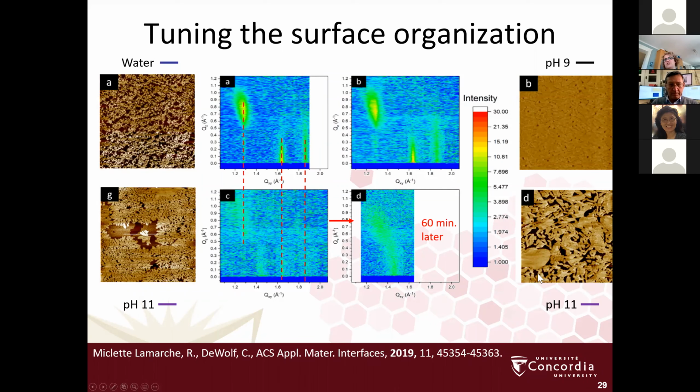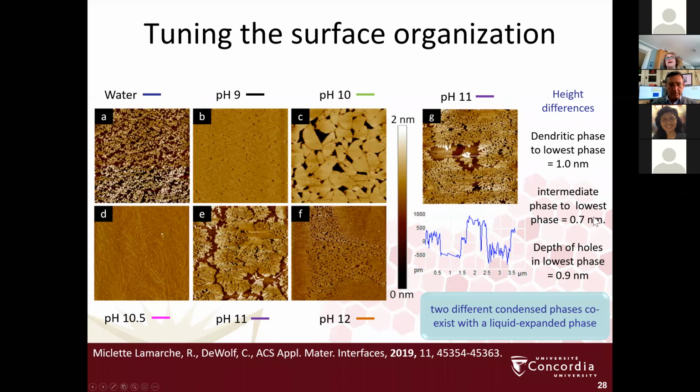And we see a change in the domains as they start to progress towards more round domains away from this dendritic structure. The difference in the tilt between these two phases, which is 40 degrees and 33 degrees, the less tilted being 33, corresponds to a chain height difference of about 0.3 nanometers, which is exactly what we saw by AFM.